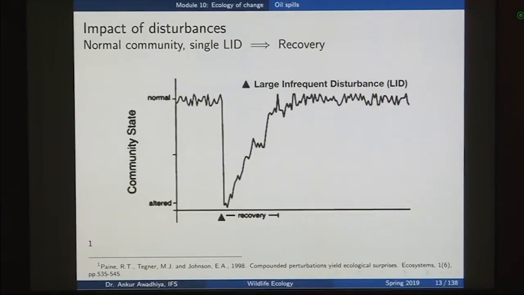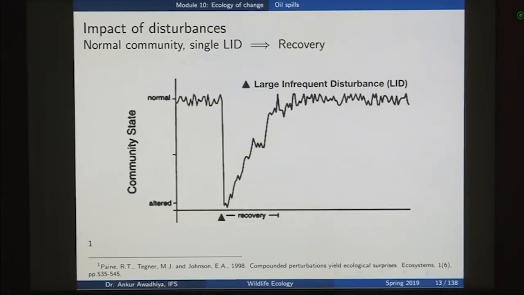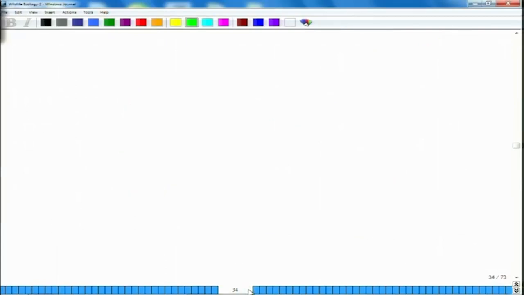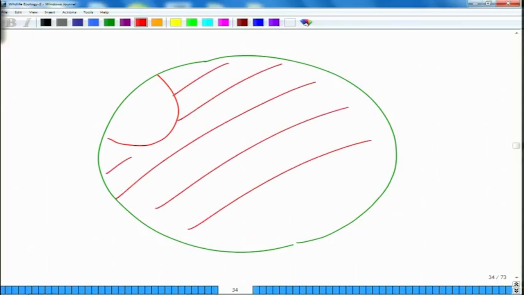Now, the most important point in this case is that you started with a normal community and you only had one disturbance. But what would happen if you have, say, a number of disturbances? In the earlier example, we were talking about a forest fire. Now let us consider another example where you have this big forest, and in this big forest there was a forest fire and all these portions were consumed, and only this portion remained.